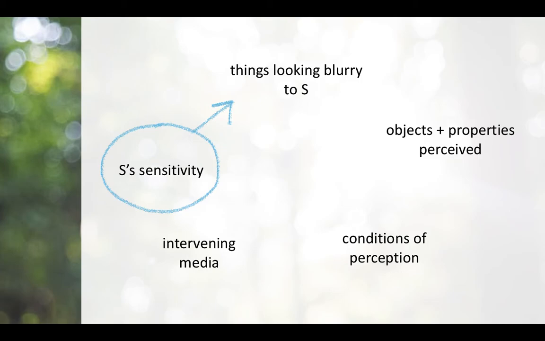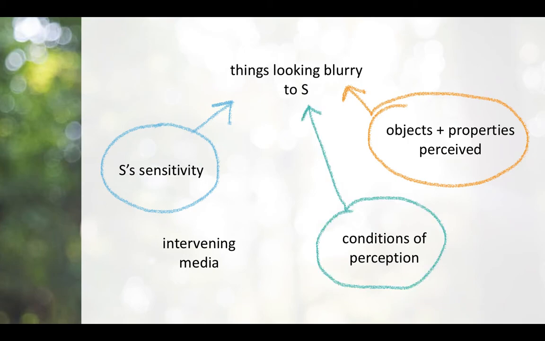But that things look blurry to Shorty doesn't just depend on Shorty's comparatively limited visual sensitivity. It also depends on what sorts of objects and properties he's seeing. If Shorty was looking at much bigger, much larger size letters, maybe they wouldn't look so blurry to him. Or if he was very close to them, they wouldn't look as blurry. But the conditions of perception also matter.